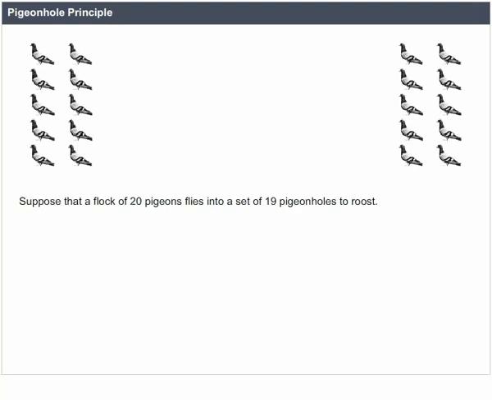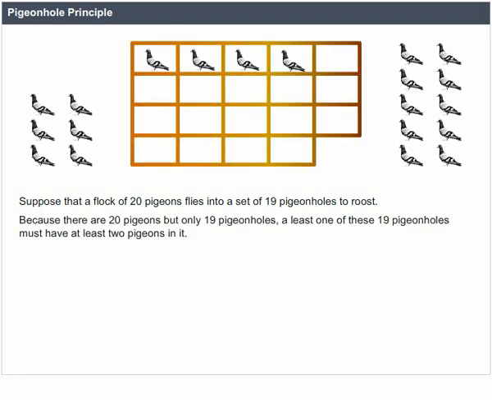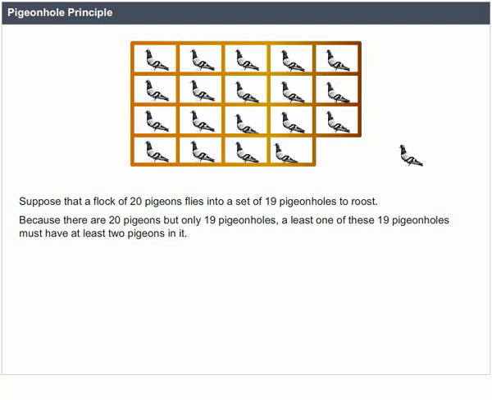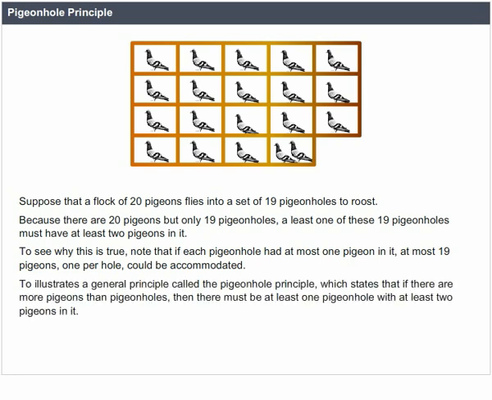Pigeonhole principle. Suppose that a flock of 20 pigeons flies into a set of 19 pigeonholes to roost. Because there are 20 pigeons but only 19 pigeonholes, at least one of these 19 pigeonholes must have at least 2 pigeons in it. To see why this is true, note that if each pigeonhole had at most 1 pigeon in it, at most 19 pigeons, 1 per hole, could be accommodated. This illustrates a general principle called the pigeonhole principle, which states that if there are more pigeons than pigeonholes, then there must be at least 1 pigeonhole with at least 2 pigeons in it. Of course, this principle applies to other objects besides pigeons and pigeonholes.